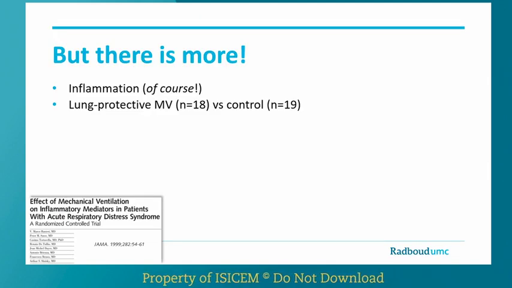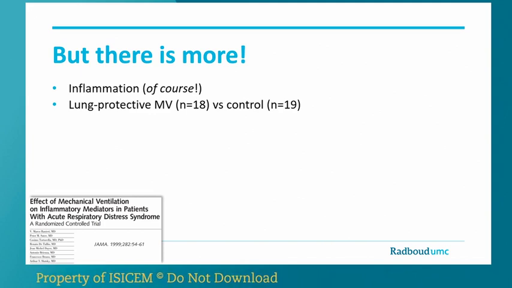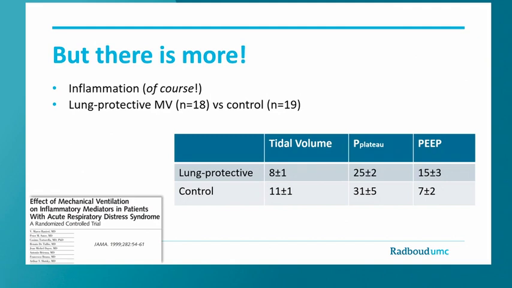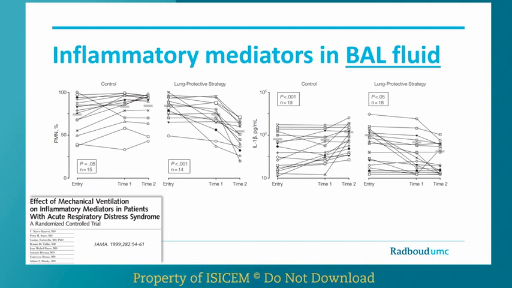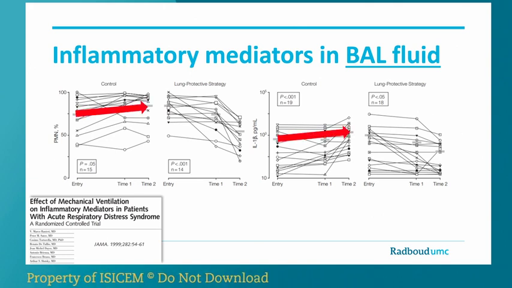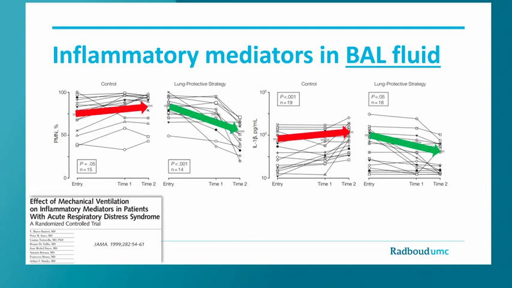But there's more: inflammation, of course. Everything is inflammation. This is a very nice follow-up study of lung protective mechanical ventilation studies. Only 18 patients against 19 control patients. They had tidal volumes of 8 versus 11. PEEP was higher in the lung protective group, 15 against 7. And what they did, they measured inflammatory mediators, so cytokines, in the BAL fluid. What they found is that in the ones that were not ventilated with a lung protective strategy, there was a similar or small increase of these inflammatory mediators in the BAL fluid, while the lung protective strategy group showed a decrease. So the lungs are responding in an inflammatory manner to the way that they are ventilated.